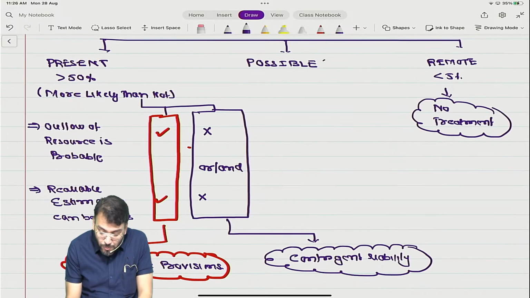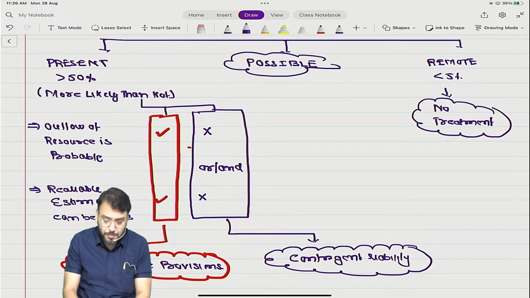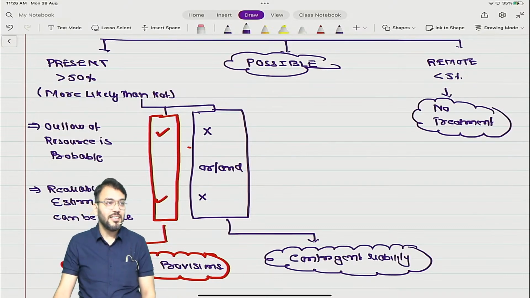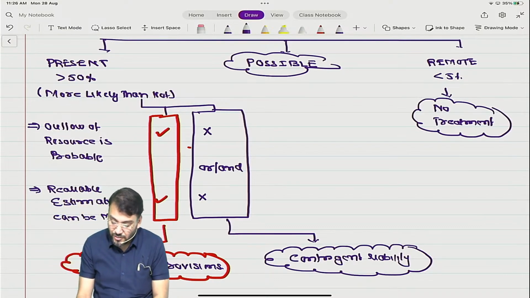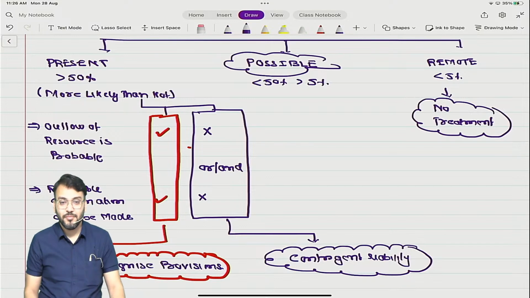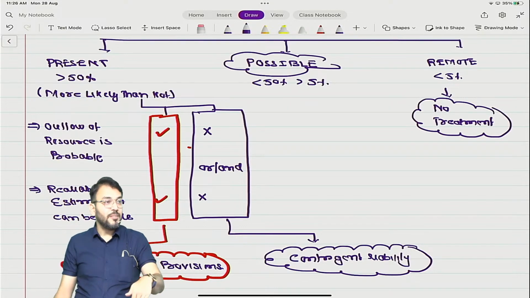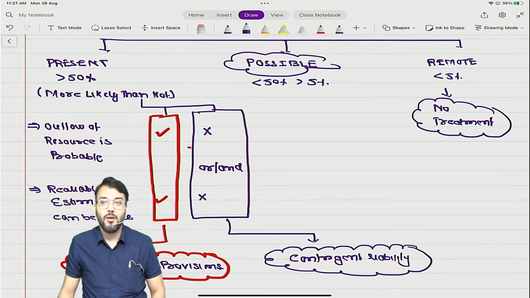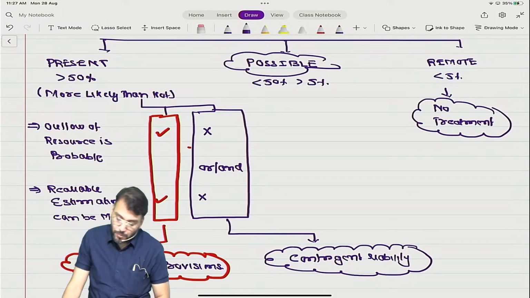Now what is a possible obligation? Possible obligation will be between these two, between present and remote. Correct? Can I say if the chances are less than 50% but more than 5%, then it is a possible obligation. It's less than 50% but more than 5%, it becomes what? Possible obligation. Understood? Correct.